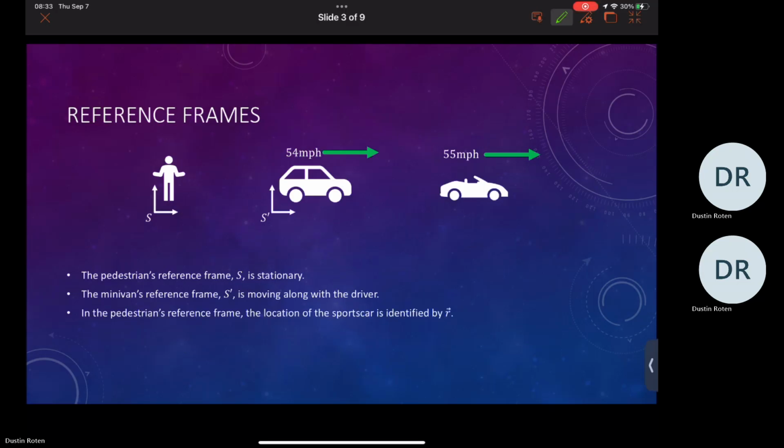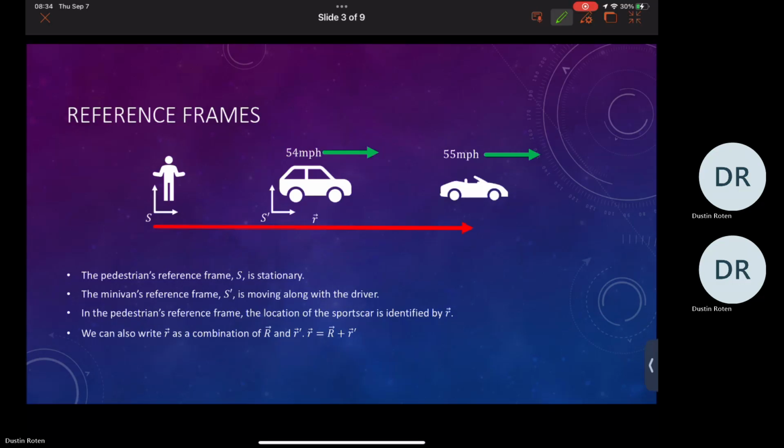Now in the pedestrian's reference frame, the location of the sports car, okay, remember we're just looking at the sports car up front right now. Okay, the location of the sports car is just identified by R. So it's just the position of the sports car. That's easy. We've been doing this for several weeks. You guys know how this works. That's no big deal. But we can also write R as a combination of big R and R prime. Now the question is, what is big R and R prime?